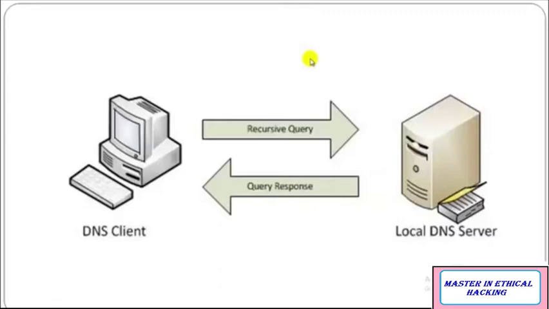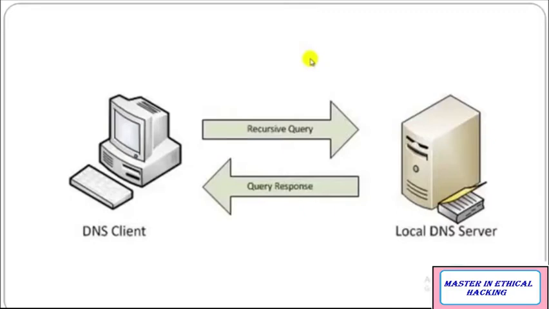So DNS functions in a query-response format. A client wishing to resolve a DNS name to an IP address sends a query to the DNS server, and the server sends the requested information in its response. From the client's perspective, the only two packets seen are this query and response.